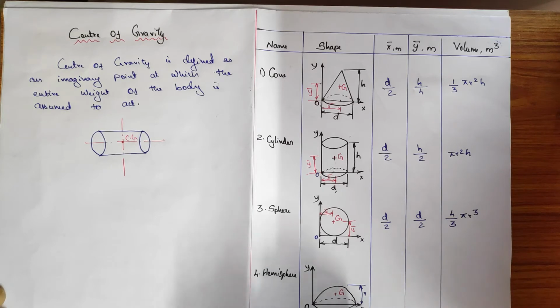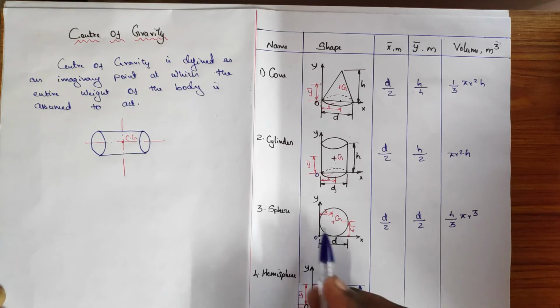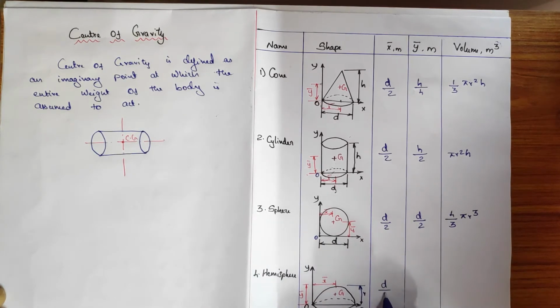So this distance we call x bar, and this distance we call y bar. Both of these we need to specify. Now to identify the x bar, in the x direction the entire diameter is there, so just like a sphere, d divided by 2. When you come to the y bar, here only the r.